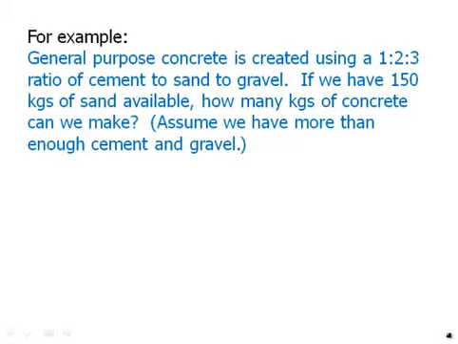For example, general purpose concrete is created using a 1 to 2 to 3 ratio of cement to sand to gravel. If we have 150 kilograms of sand available, how many kilograms of concrete can we make? Assume we have more than enough cement and gravel. So again, I'll say pause the video and see if you can solve this on your own.